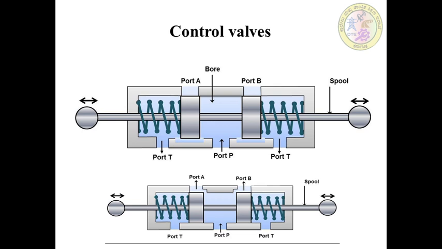As shown in the figure, this is the regenerative configuration. The configuration increases the piston speed in the mid position. Port P is connected to port A and B. The tank port T is blocked.